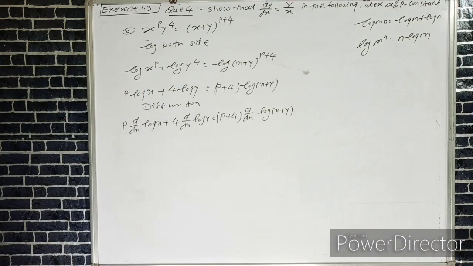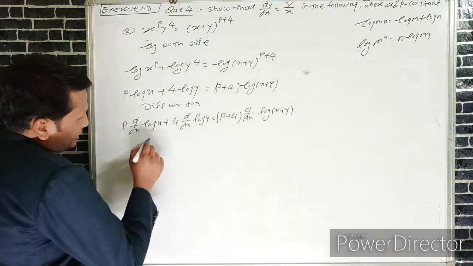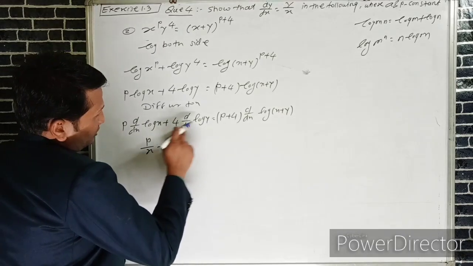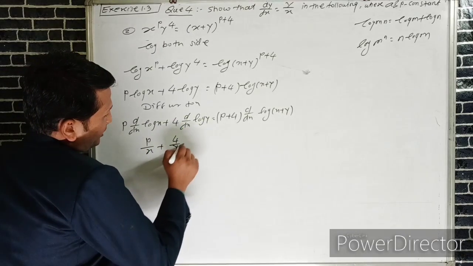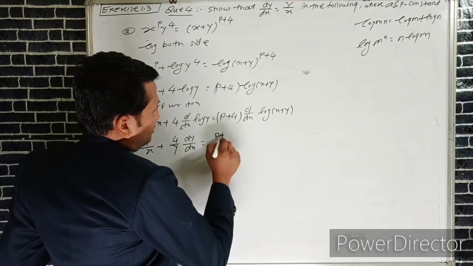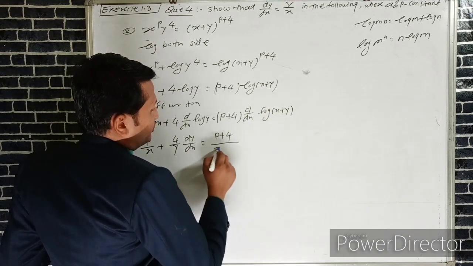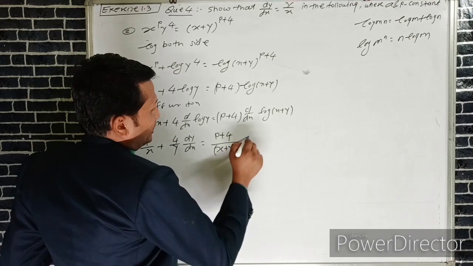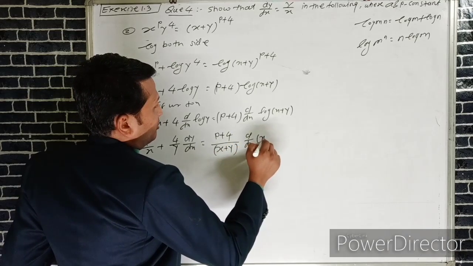We know that the derivative of log x is 1 by x, we can write here p by x, derivative of log y is 1 by y, 4 by y dy upon dx, p plus 4 upon derivative of log of x plus y, which is 1 upon x plus y, we can take again a derivative of x plus y.